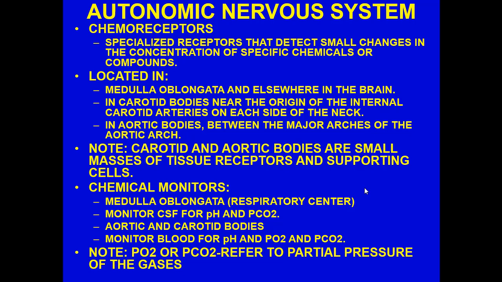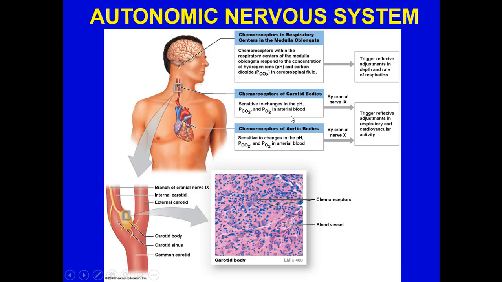When you say something like P, it refers to partial pressure. So not the pH, but basically the PO2 and the PCO2. This is the partial pressure of the gases present. So what happens is that when you have a buildup of carbon dioxide, the blood is also going to have a pH drop. So that's why the CSF is being monitored for pH changes. Now, in the aortic and the carotid bodies, you really directly measure the blood for both pH, PO2, and PCO2. And you can see these here.